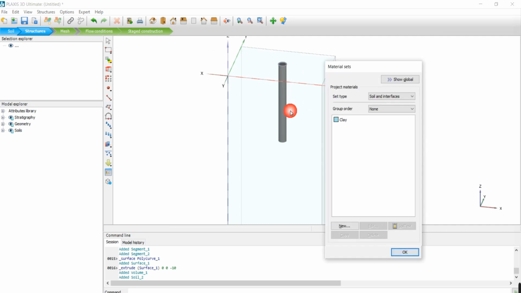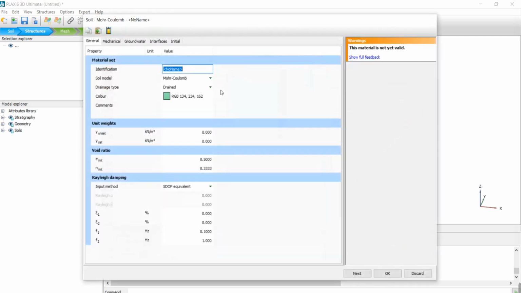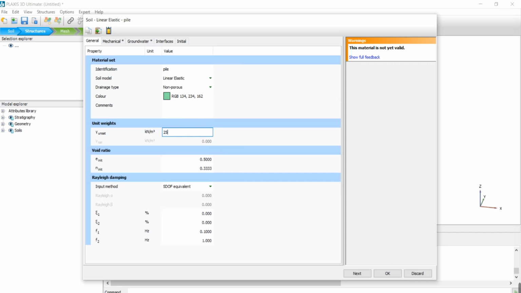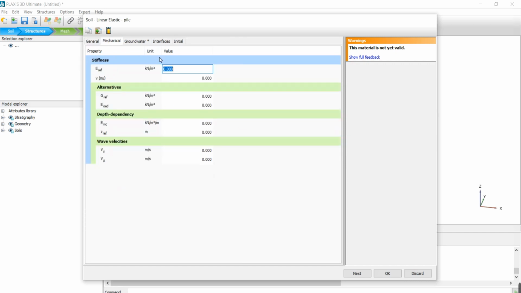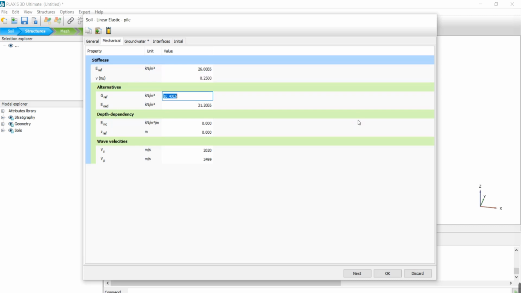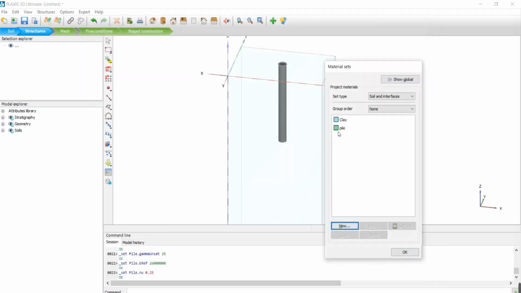What should I have for the pile? I'm going to create a new concrete pile material. The linear elastic model should be chosen. The porous media should be non-porous, and I choose this unit weight for concrete, and 2.67 for Young's modulus, and 0.25 for Poisson's ratio.